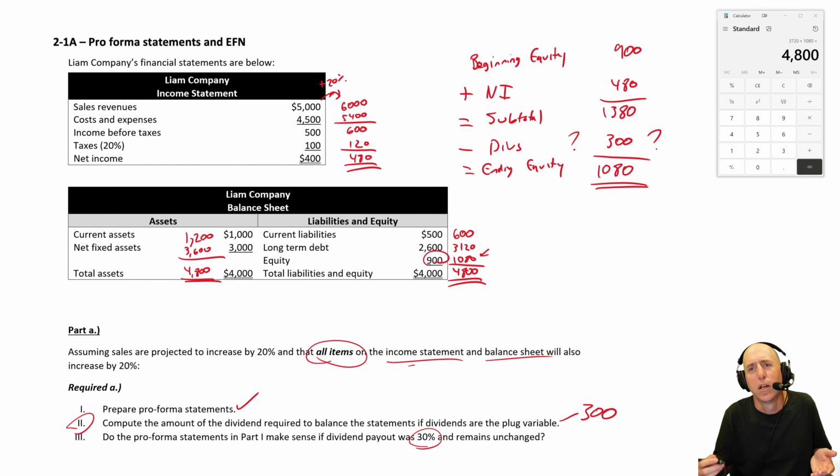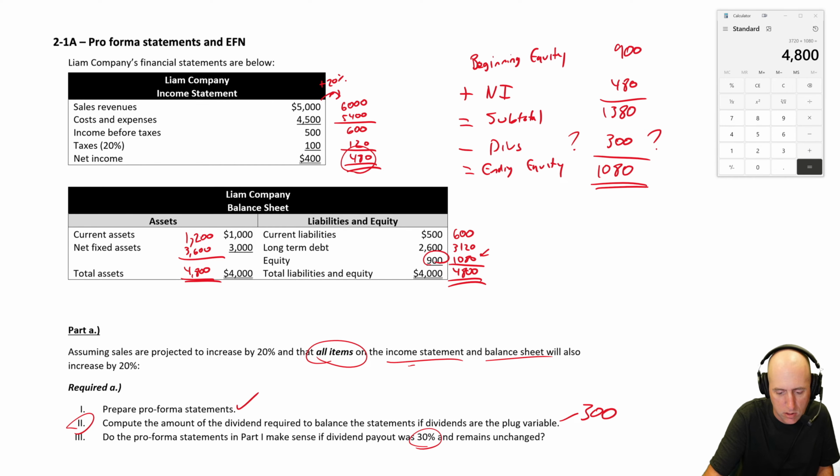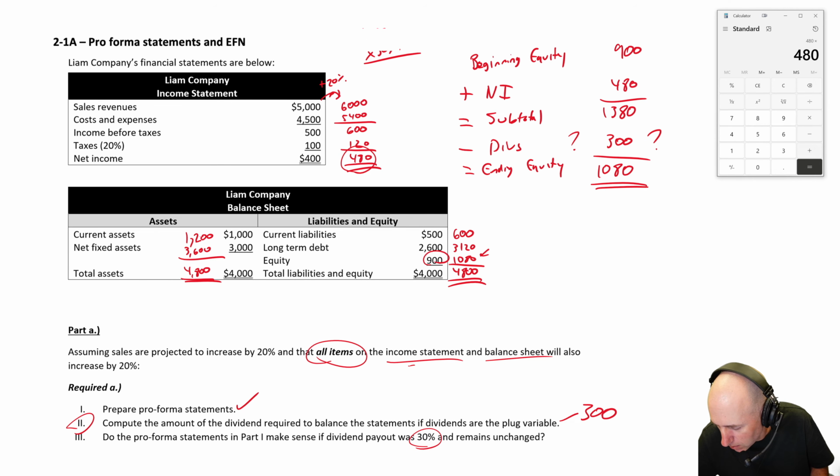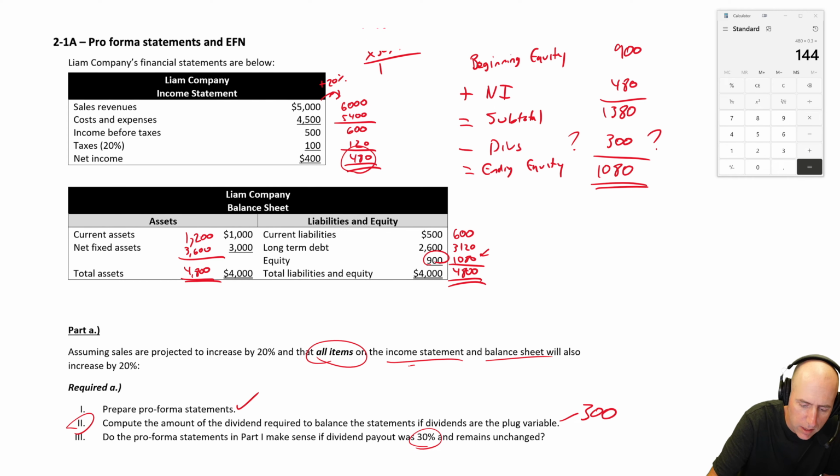So the company always pays a 30% dividend. Does this work? Well, what is a 30% dividend? It's 30% of net income. That's what they're talking about. So 480 times 30%, 480 times 0.3, it's a 144 dividend.